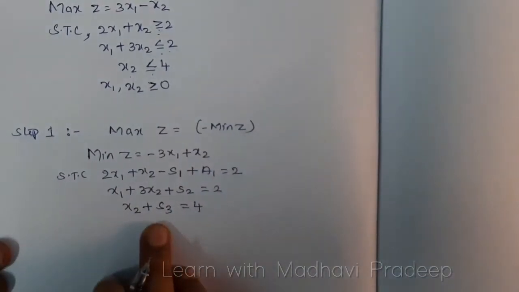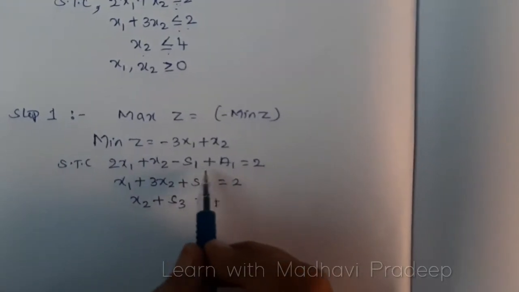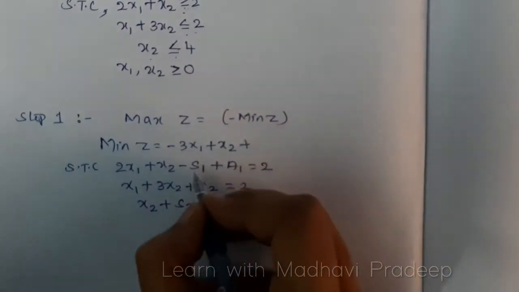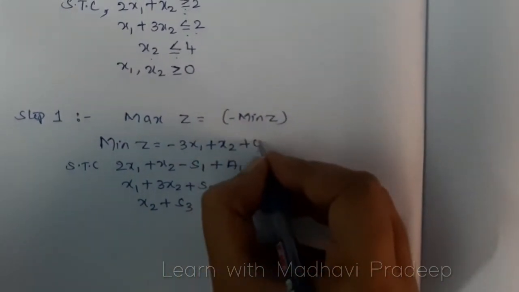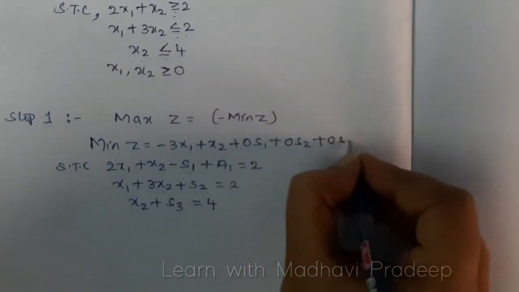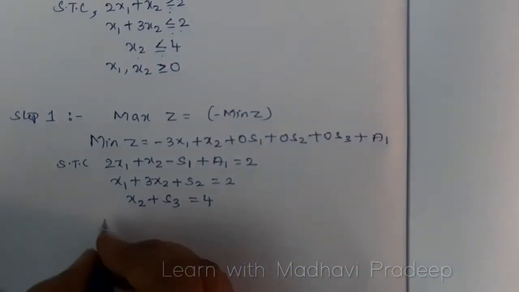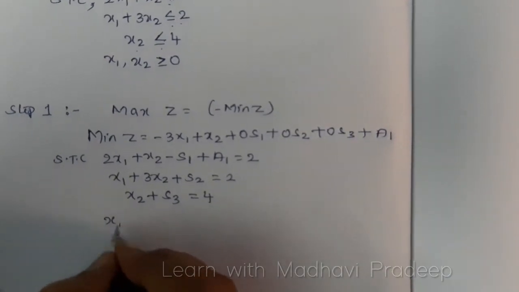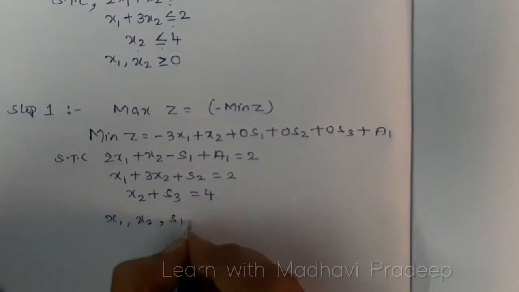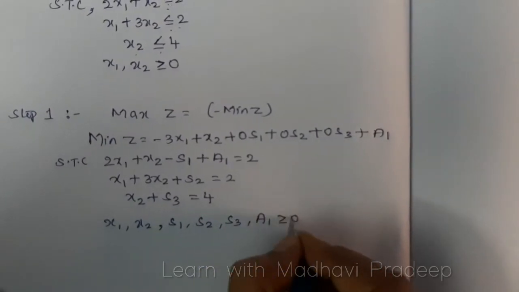Now we have converted into standard equations. Now add the slack variable, surplus variable and artificial variable in the objective function also. So the coefficient value for the surplus variable becomes 0 s1, slack variable 0 s2 plus 0 s3 plus the artificial variable, just add a1. Then the variables in the constraints are x1, x2, s1, s2, s3, a1 greater than or equal to 0.